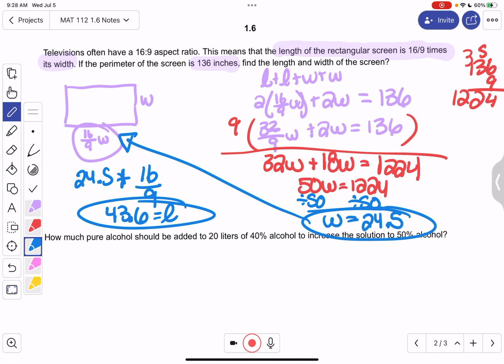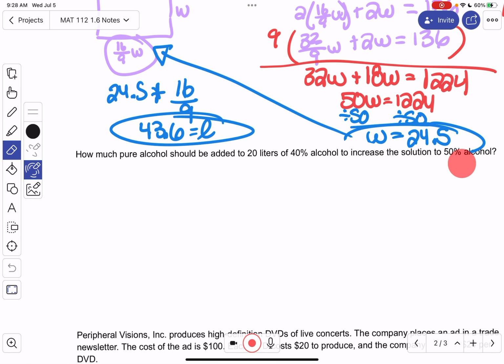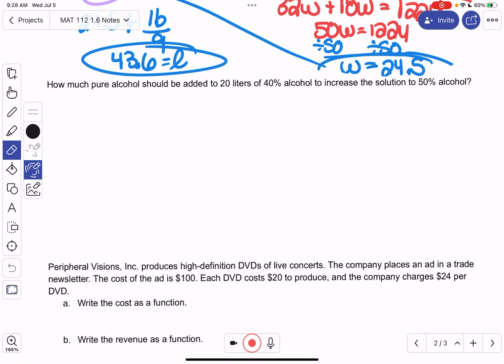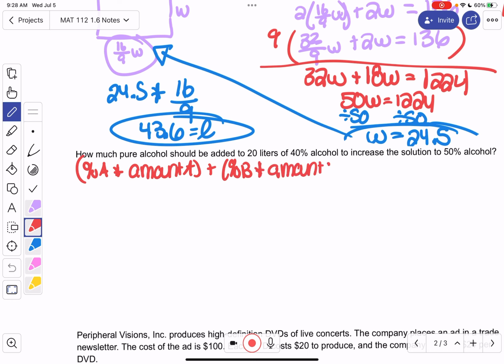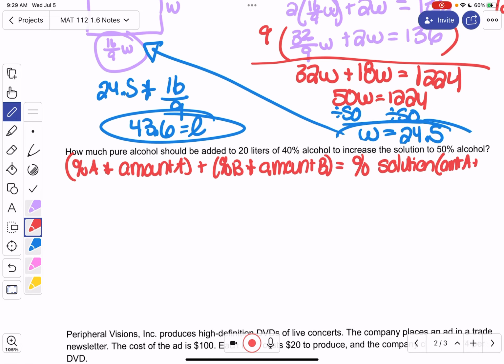All right, here is a solution equation. You will be given this formula on the test, so you don't have to remember it. You just have to know how to plug it in. So the formula is percent A times amount A, and then you're going to add that to percent B times amount B. And that's going to equal the percent of the solution times amount A plus amount B.